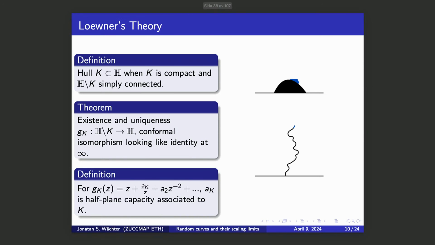If we look at this map, it has an expansion like this, and this quantity A sub K, which we call half plane capacity, is somehow a measure of the size of this blob. So if the blob is rather large, A_K is also going to tend to be larger. It's not a perfect measure of the size, but it gives you some handle on the size.